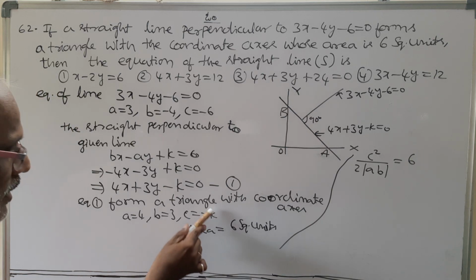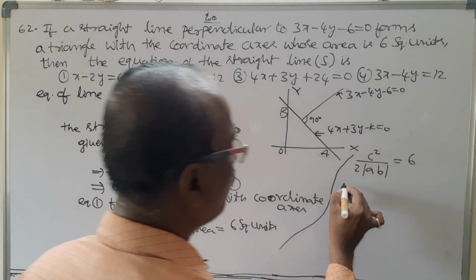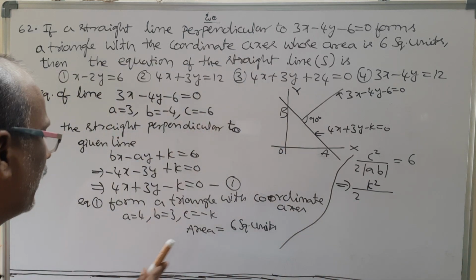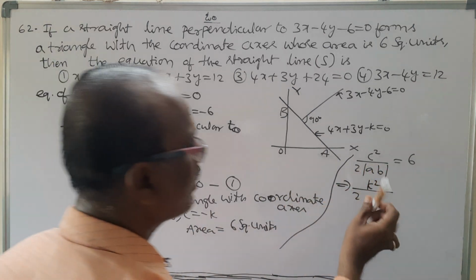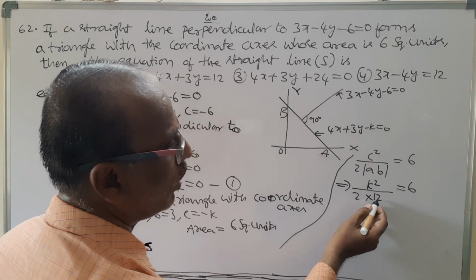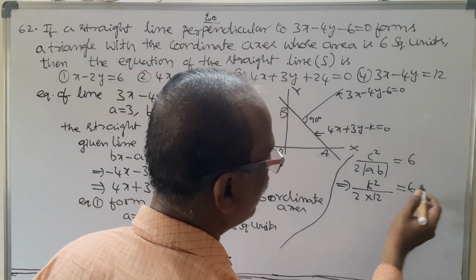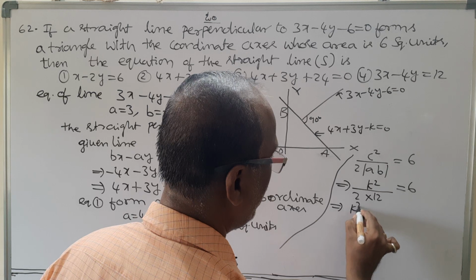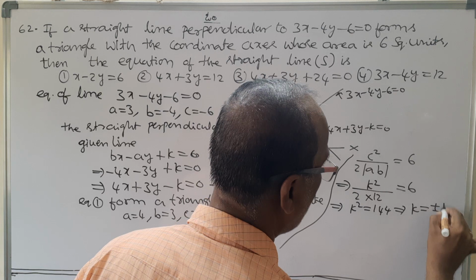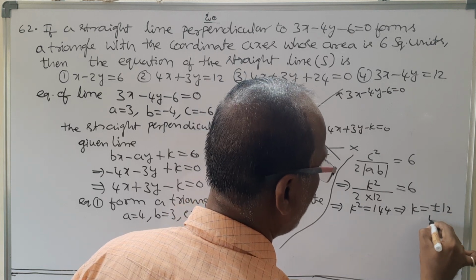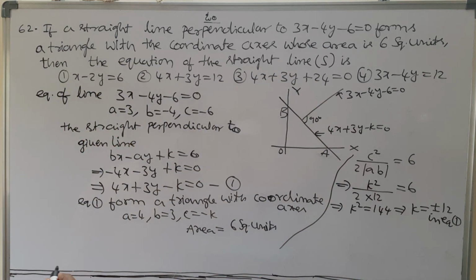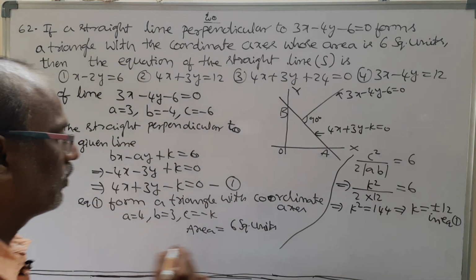Here c value is minus k, minus k whole square, k square, by 2 into 4 into 3, 12. Modulus of 12, 12, is equal to 6. 2 into 12 is 24. One step direct: 6 into 24 is 144. K square equal to 144, so k equal to plus or minus 12 in equation 1.